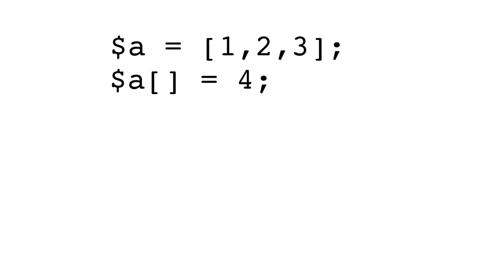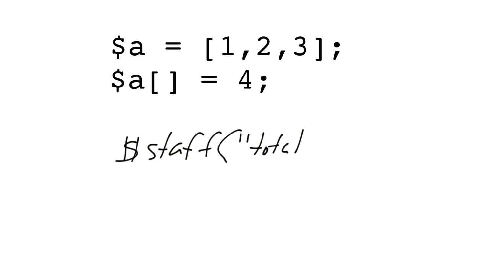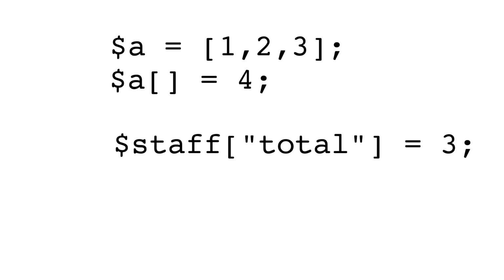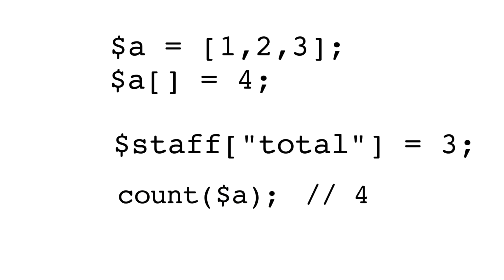If our array is an associative array, we can simply define a new key to create an element if it doesn't exist yet. So if we have our earlier array, staff, we can say staff["total"] = 3. So now we have a new key with the value of 3. To get the number of elements in an array, we can use the count function. So if we say count($A), that will have a value of 4.